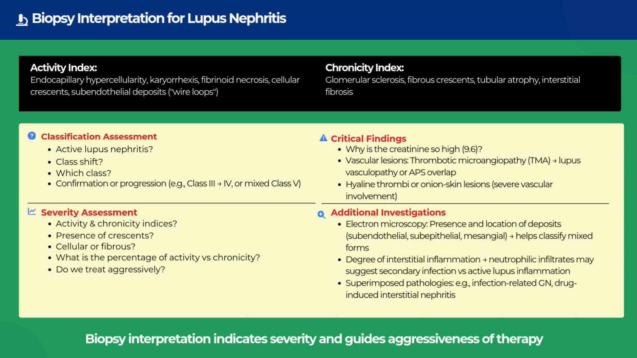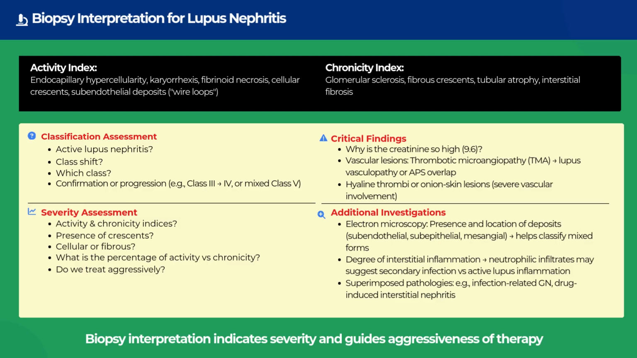in such biopsy interpretation? The biopsy will reveal some important data like classification assessment, severity assessment, and critical findings, what is going on with the patient, then additional investigation to reach diagnosis, starting with classification assessment. Is this active lupus or not? Is there any class shift? Which class is it? Confirmation of prognosis or progression, like class 3 to 4, or mixed class 5 with class 3 or 4.